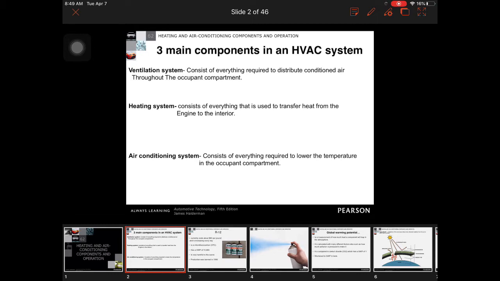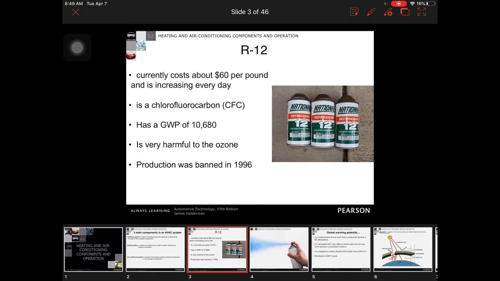So specifically today, we're going to start talking about freons. There are multiple different kinds of freons, but we are specifically today going to talk about R12. So R12 is an old freon, was banned in 1996, and it is a CFC that has a global warming potential of 10,680 and is very harmful to the ozone.